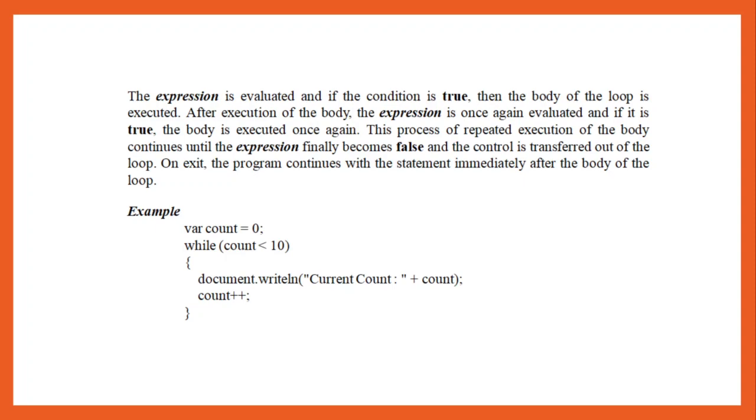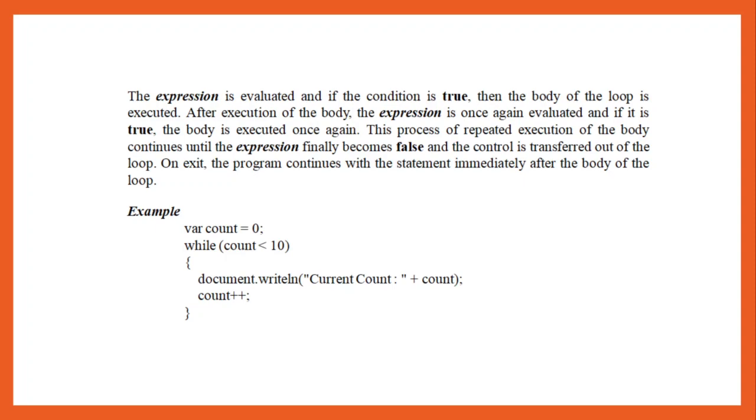For example, now the initial value is 0. 0 is less than 10, the condition is true, so the count value is 0. The next statement is count equals count plus 1. 0 plus 1 is 1. Again, the while loop is executed because the condition is satisfied. 1 is less than 10, again 2 is less than 10. It will be repeatedly executed until the condition is false.